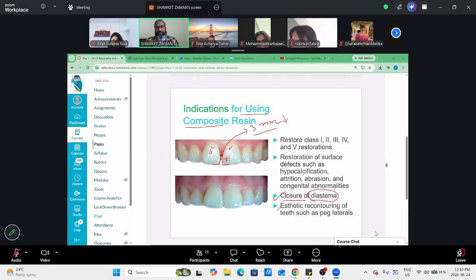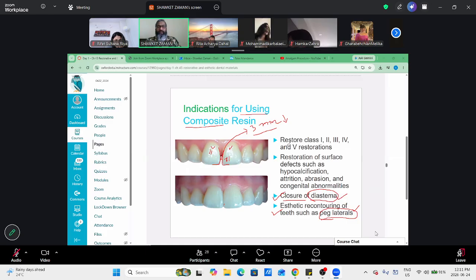Then the next one is aesthetic recontouring of the teeth, such as the peg laterals. What do peg laterals mean? Peg laterals means the lateral incisors sometimes come up as a conical shape. It is also discussed in chapter 12. So if we have any peg-shaped lateral, or any spacing between the maxillary central incisors, that needs to be restored with the help of composite filling materials.